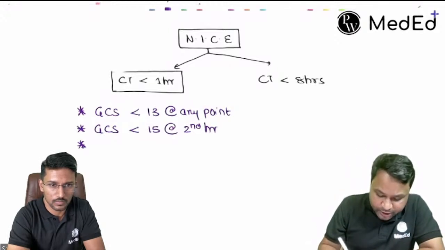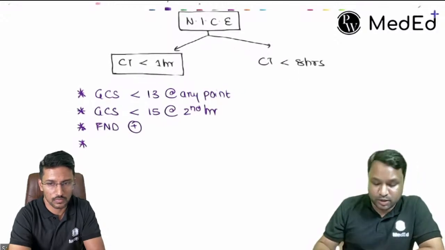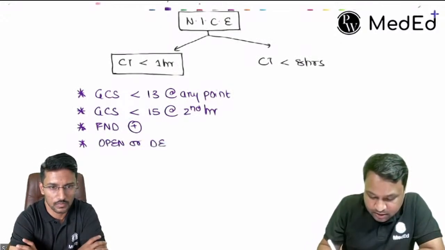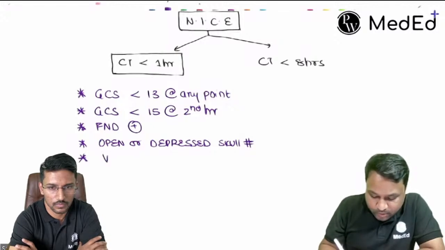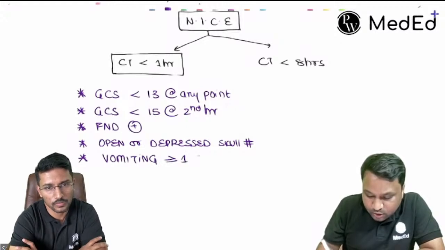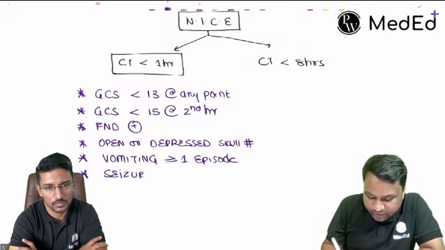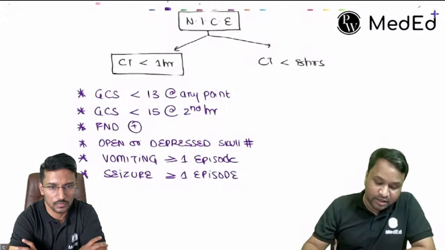Now, if the patient is having focal neurological deficit, if there is an open or depressed skull fracture noticed, if there is post-traumatic vomiting, even if it is more than or equal to 1 episode, right? And post-traumatic seizure, even 1 or more than or equal to 1 episode of post-traumatic seizure, this is also an indication for CT within 1 hour.